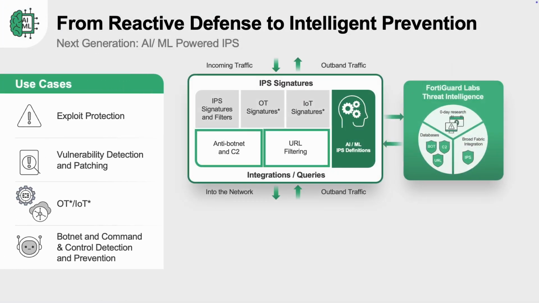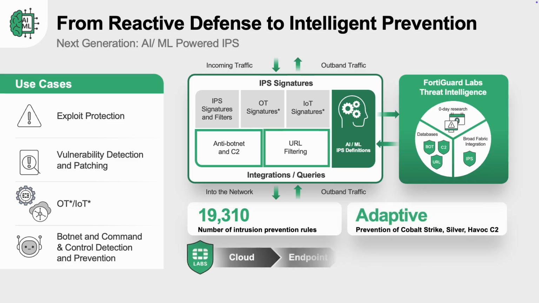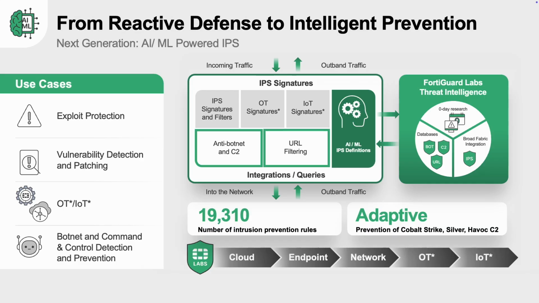Fortinet's AI ML-powered intrusion prevention system helps reduce the impact of modern ransomware by stopping attacks earlier in the kill chain. Using adaptive, behavior-based detection, it identifies and blocks command and control (C2) frameworks such as Cobalt Strike, Sliver, and Havoc, even as attackers modify tools to evade signatures. By disrupting C2 communication and lateral movement, Fortinet AI ML IPS limits attackers' ability to establish persistence, exfiltrate data, and execute ransomware, directly countering the shift towards stealthy, exfiltration-driven extortion.